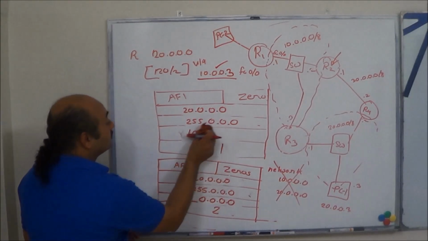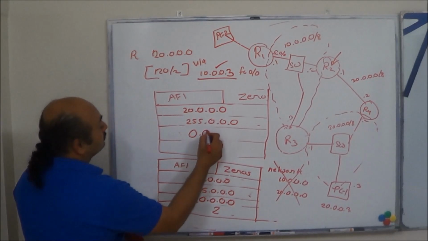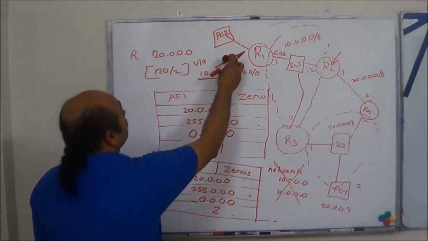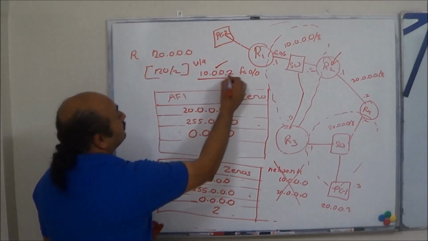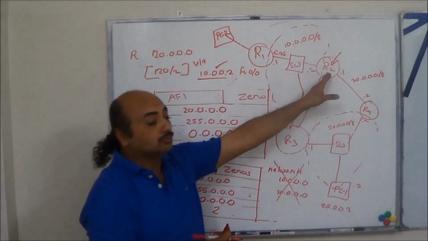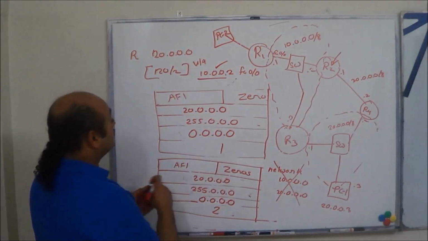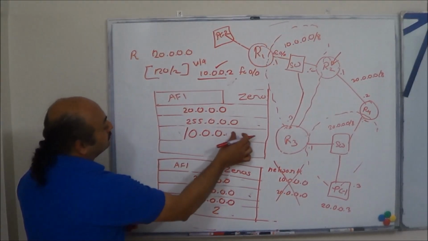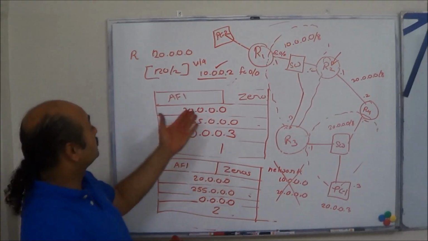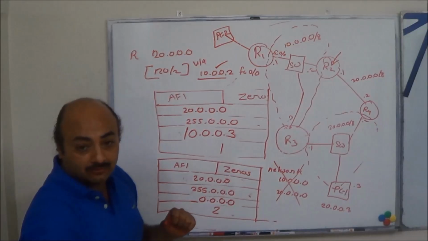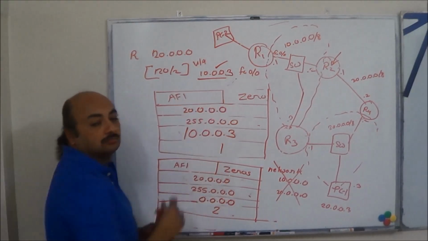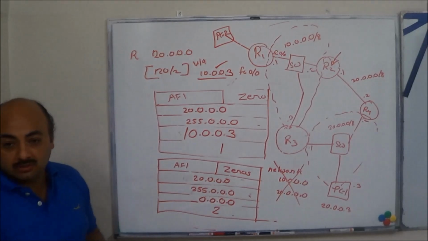If this was the case, what would be the next hop? This. Alright? But now R2 is sending an update saying that please use this as the next hop for reaching this network. We are having a subnet mask of this. So what is going to be the next hop? 3. Is this clear now?